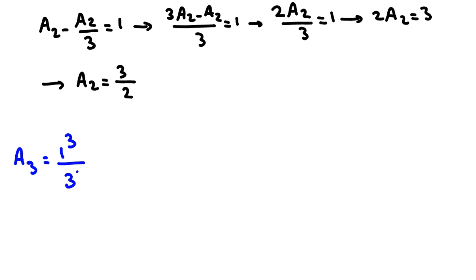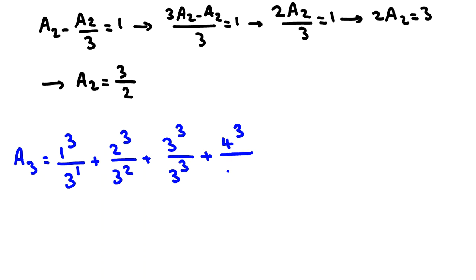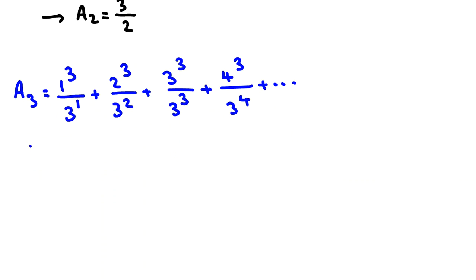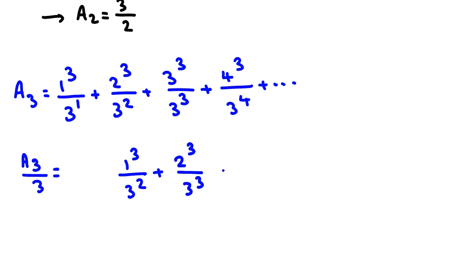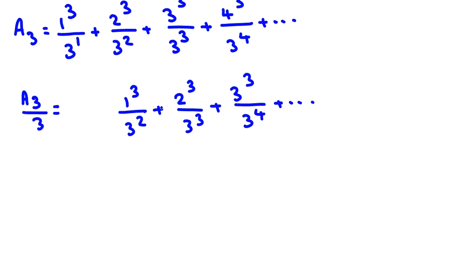1 cubed over 3 to the 1 plus 2 cubed over 3 squared plus 3 cubed over 3 to the 3, plus 4 cubed over 3 to the 4, and so on. Again, in a similar way, we divide by 3. This part will be 1 cubed over 3 squared. The next one, 2 cubed over 3 cubed plus this one, 3 cubed over 3 to the 4, and so on.